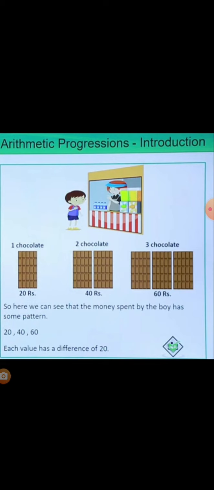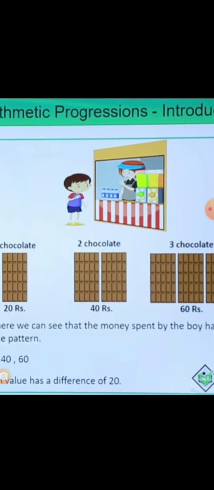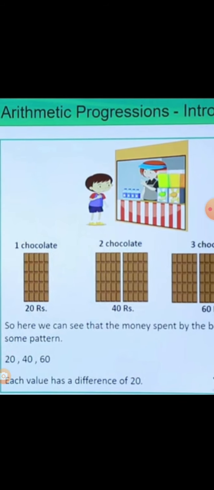Can we write these numbers in an order? 20, 40, 60. What pattern is in this? Can anyone tell me? Yes, each value has a difference of 20. That is the common difference between any two consecutive numbers is 20. 40 minus 20 is 20. 60 minus 40 is 20.